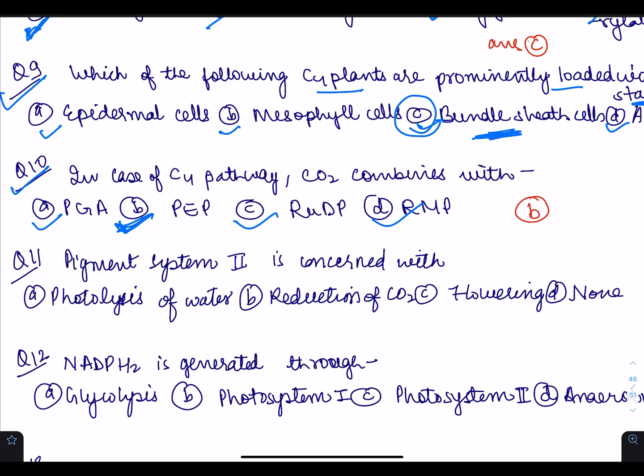Pigment system 2 is concerned with photolysis of water, reduction of carbon dioxide, flowering, or none. So our answer is A, that is photolysis of water. So this was all about the MCQs of photosynthesis.